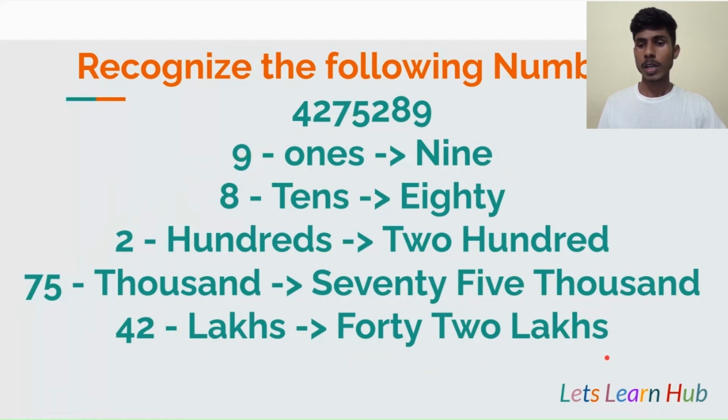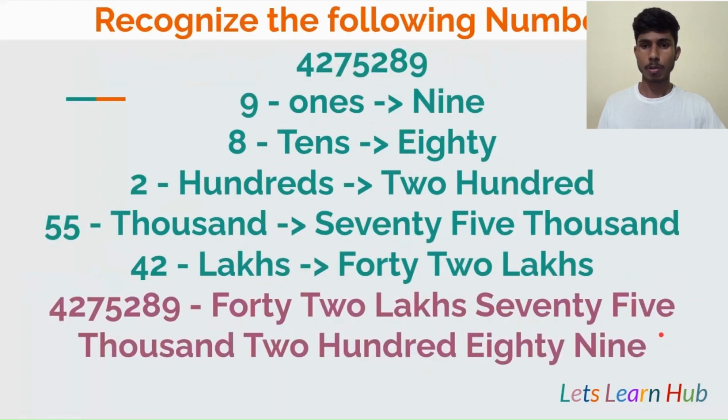Okay, now each one is only once, so we can combine all these from bottom to top, and you will get the number. See, if you combine all this from bottom to top, you will get 42 lakhs 75,289. This is the number. Okay, 42 lakhs 75,289. Okay, and we can also name the same number in another way, that is in millions.